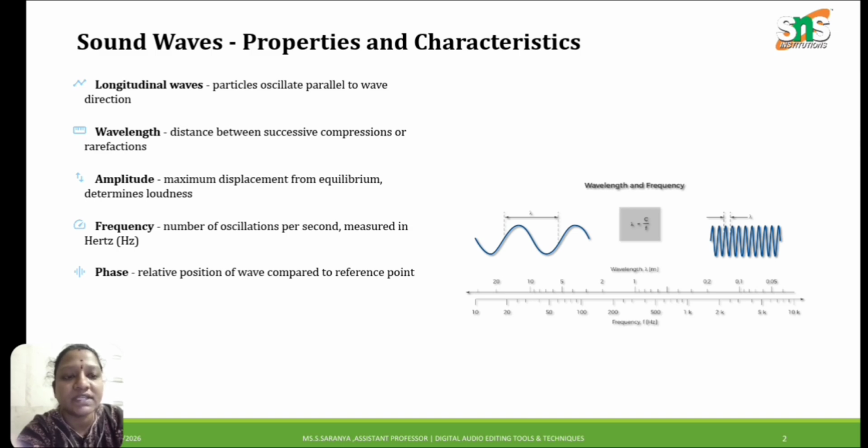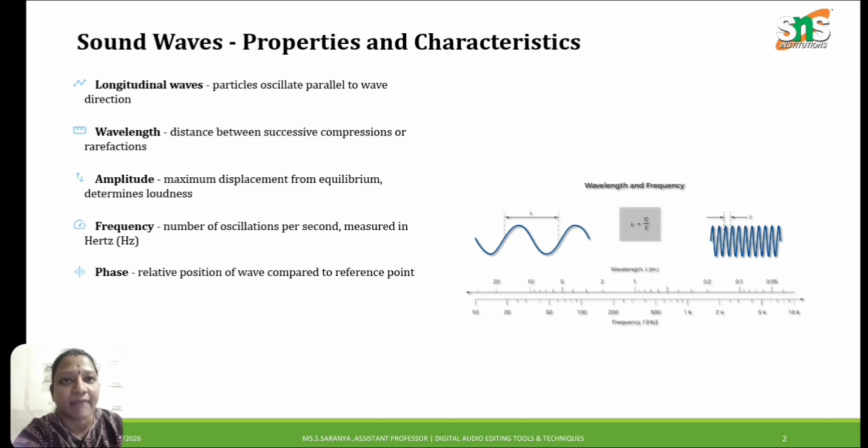Moreover, we are moving away from the traditional analog methods. Digital audio editing allows sounds to be manipulated with high precision, flexibility and quality. Moreover, the properties and characteristics of sound are the foundation of digital audio editing tools.